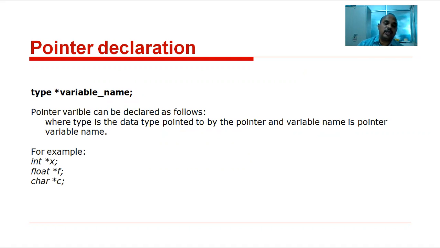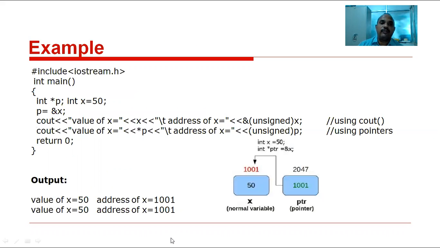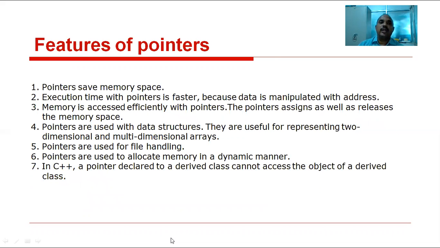Then the general examples: int asterisk x, float asterisk f, char asterisk c. Then x, f, c, these three are pointer variables. x points to an integer variable, f has the data type float, and c has the data type character. Clear, all of you? This is an example of pointer variables. Then these are all the features of pointer variables.